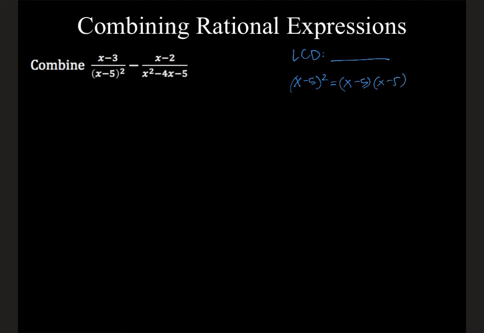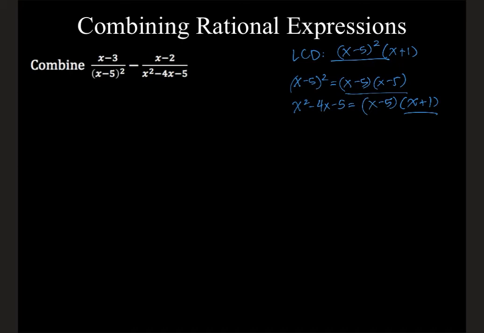When we have x² - 4x - 5, I'll factor this. The factors of 5 that give me a difference of -4 are -5 and +1. So for my LCD, I'm going to have two (x - 5)s because that's the highest number that occurs in any one denominator. And then we have this (x + 1) that's not accounted for anywhere. So we have the (x + 1). So it's going to be (x - 5)² times (x + 1).